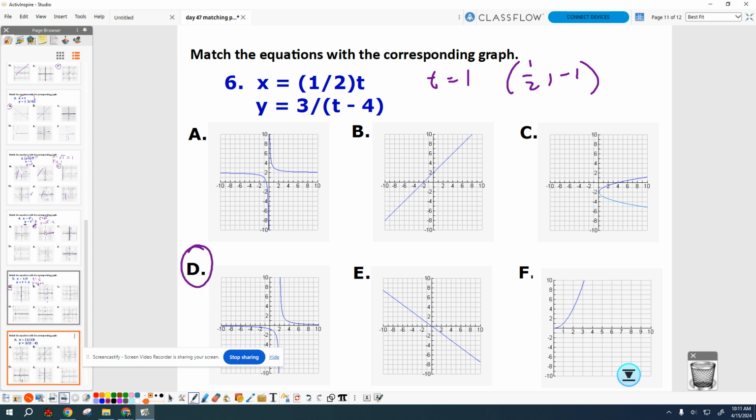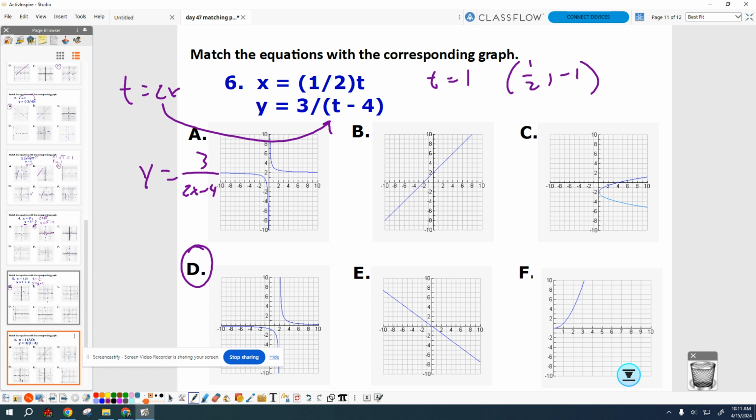So this is working to choose a single t value. Keep in mind, if it's not a matching problem and we ask you to just eliminate the parameter and get the equation, be able to solve. Here t equals 2x. So y equals 3 over 2x minus 4. It's going to have a vertical asymptote at x equals 2, and so on. Okay?